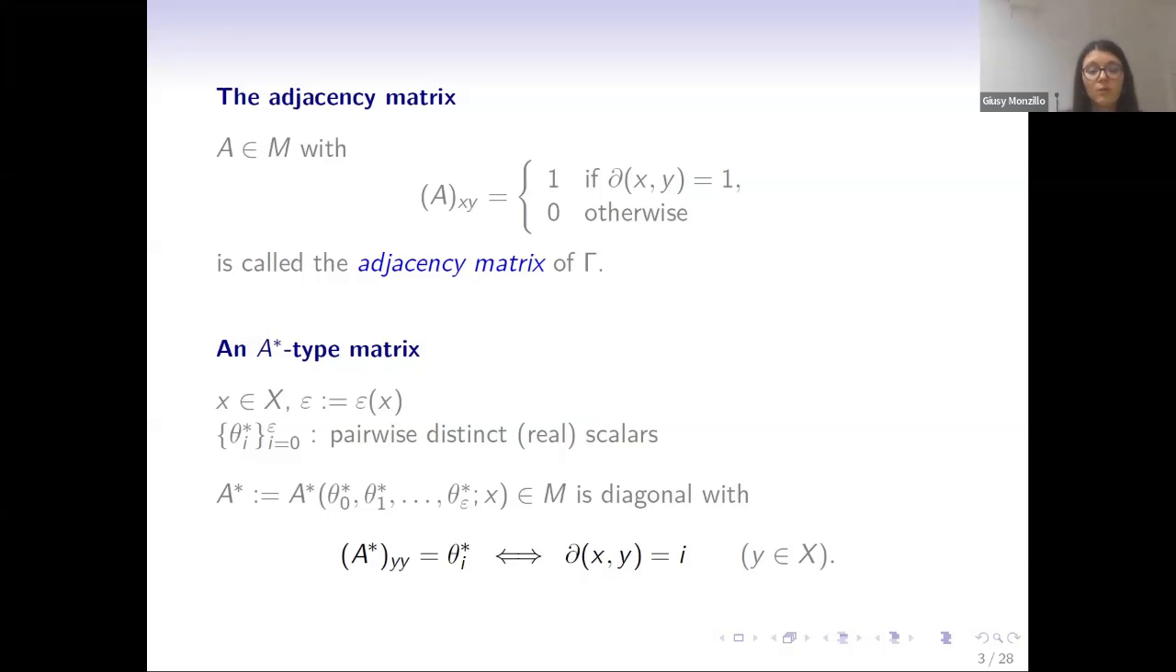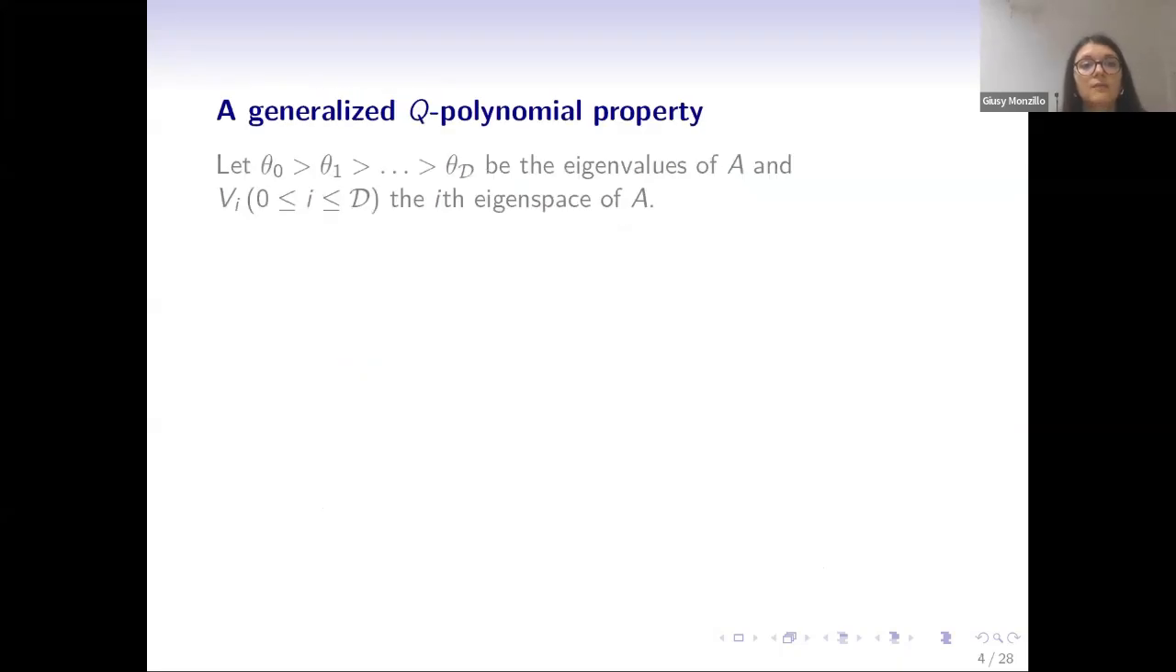So it's like a one-to-one correlation now, corresponding between the vertices at distance i, so the layer i, with this scalar theta i star. Okay, we have all the ingredients actually to finally define and deal with this definition of generalized polynomial property.